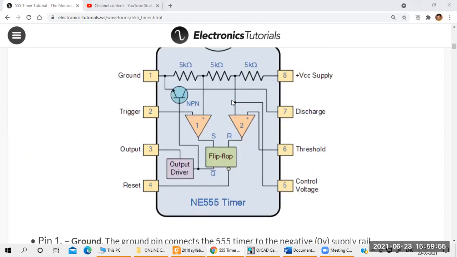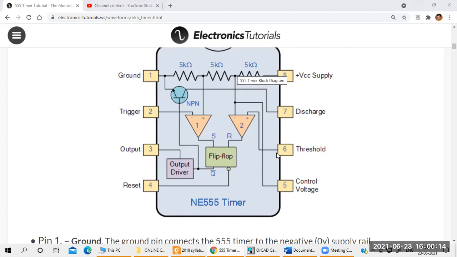Okay, this is the threshold voltage. What is the threshold voltage value here? 2/3 VCC. At this point we are getting 2/3 VCC, and at this point we are getting 1/3 VCC. Okay, they have taken two comparators, right? What is the input of the comparator here? One from the 1/3 VCC and one from the 2/3 VCC.